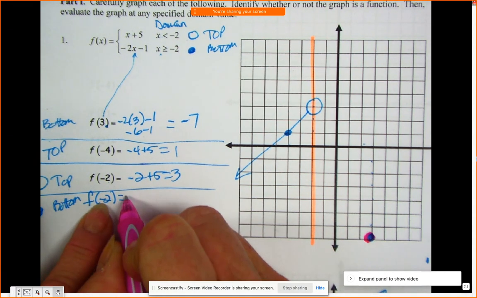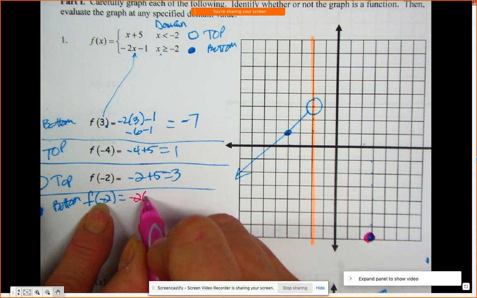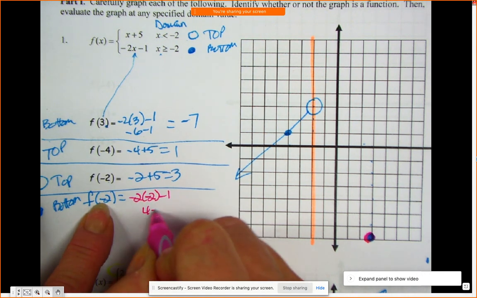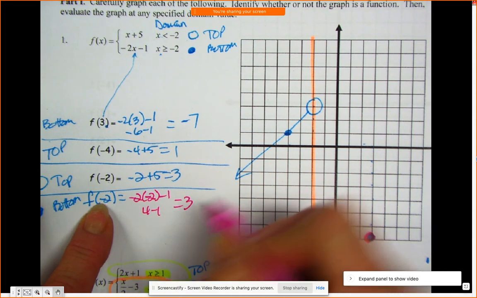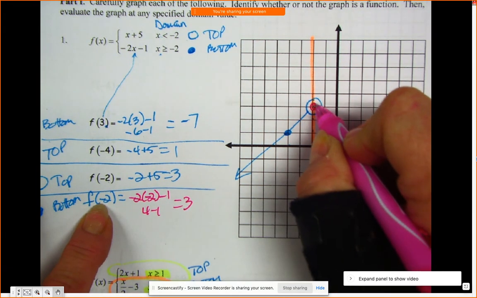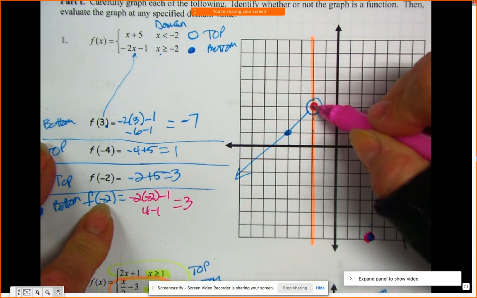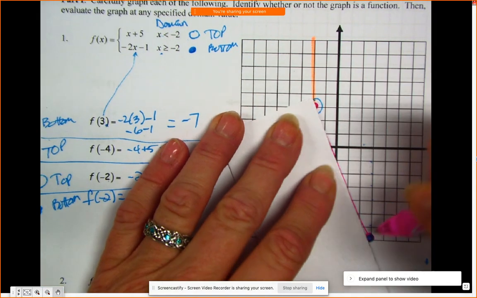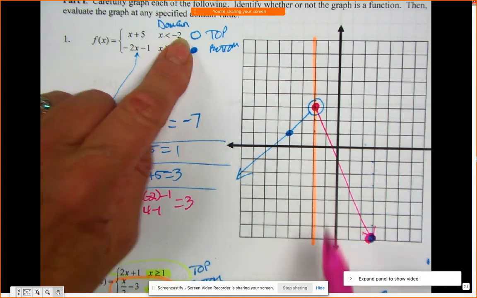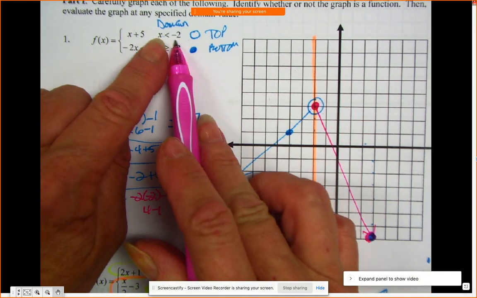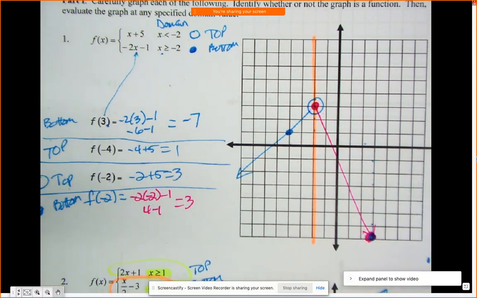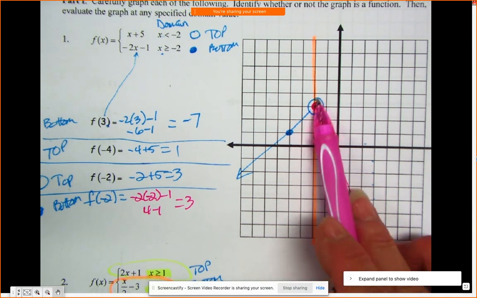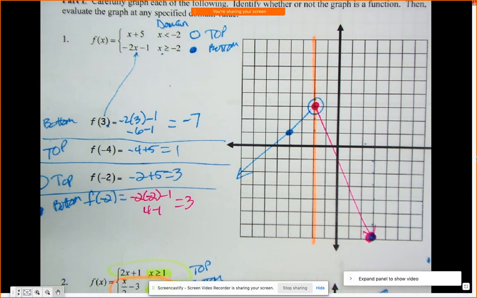I'm going to put a -2 in the bottom one. So -2 times -2 minus 1. I get 4 minus 1. I also got out a 3. But it gets to be a solid circle for this line. So it's like they share the same point. But you do need to know that the top equation does not include -2. -2 is not included in that domain. But it is possible when you're graphing that they share the same point. So you're going to have an open circle and a solid circle on the same dot.